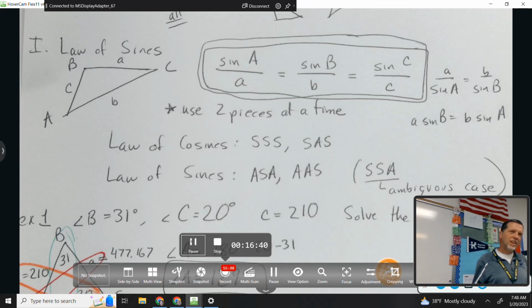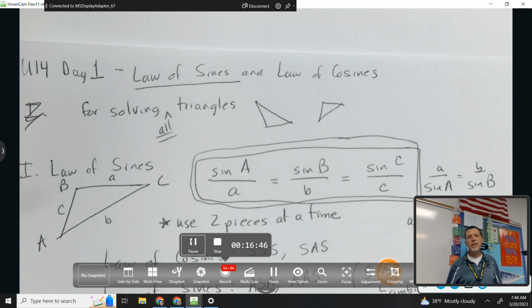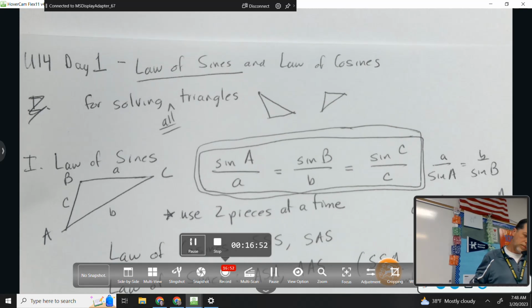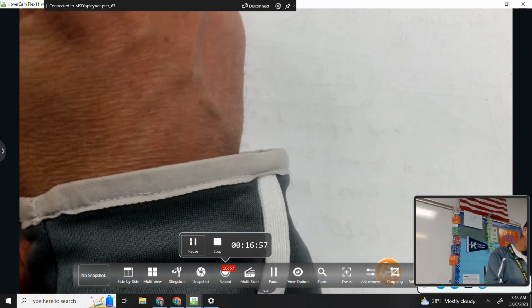Questions on any of that? Law of sines. That's the easy one, especially since we don't do ambiguous case. All right, Roman numeral 2, law of cosines.